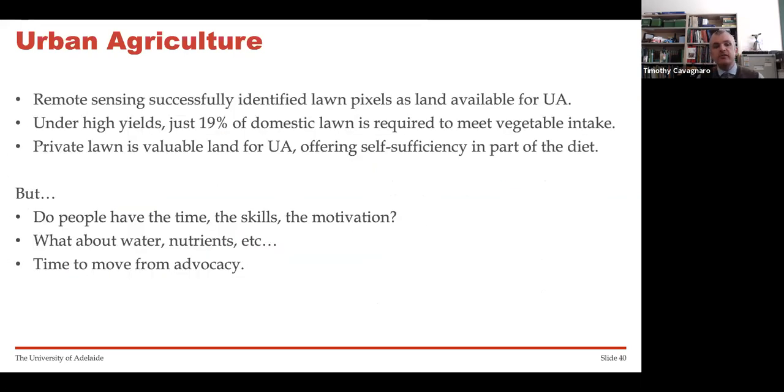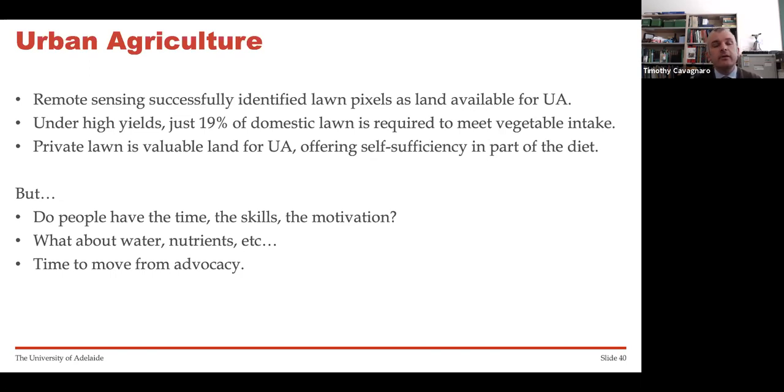Okay, so just to summarize that, remote sensing successfully identified lawn pixels as land available for urban ag. Under high yields, just about 20% of domestic lawn is required to meet vegetable intake. And I would argue that private lawn is valuable land for urban ag, offering self-sufficiency in part of the diet. Okay, this is a plausible thing. But that's just the first step in the story, right?